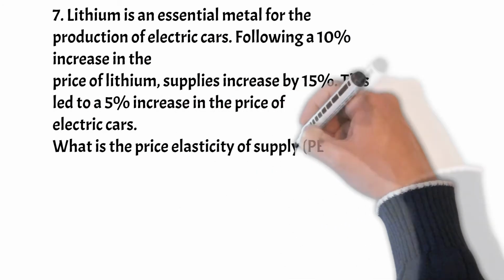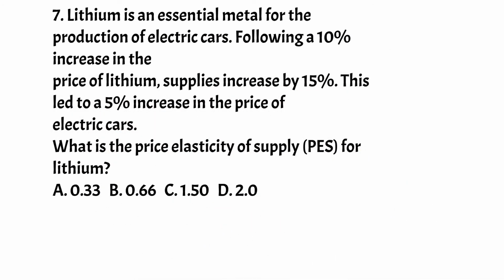Question 7. Lithium is an essential metal for the production of electric cars. Following a 10% increase in the price of lithium, supplies increased by 15%. This led to a 5% increase in the price of electric cars. What is the price elasticity of supply, PES, for lithium? A. 0.33. B. 0.66. C. 1.50. D. 2.0.